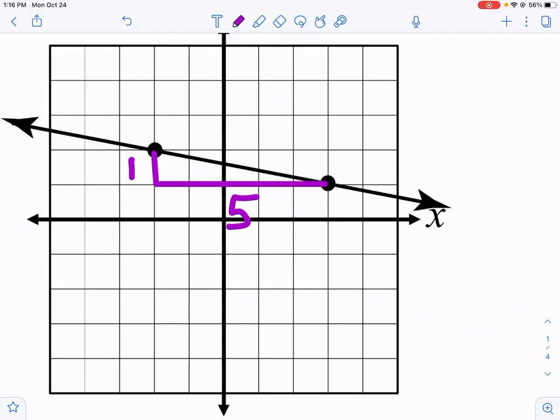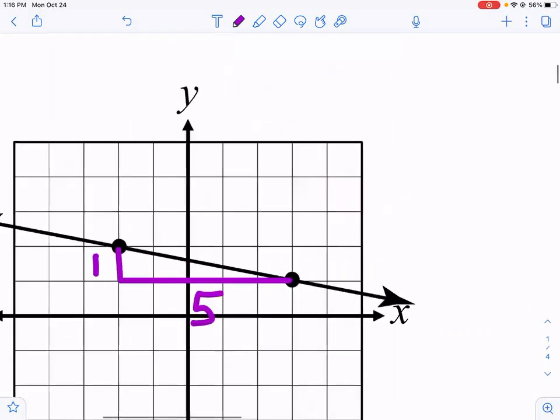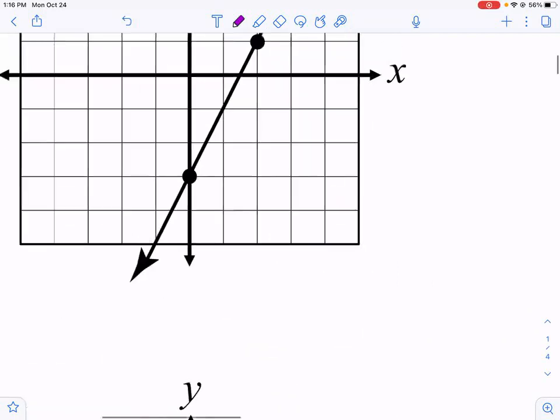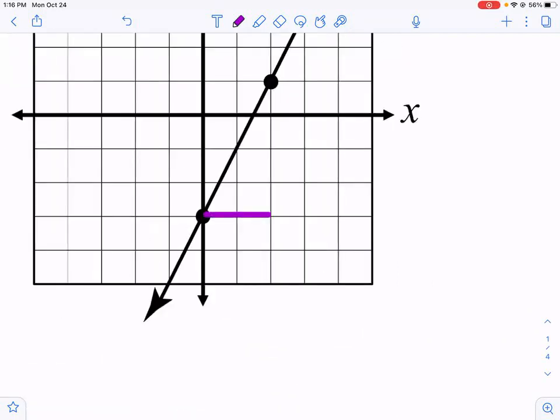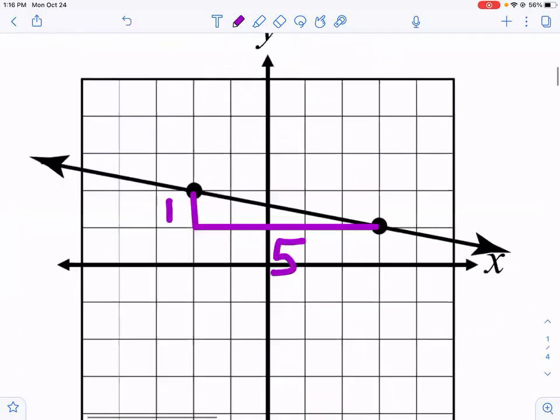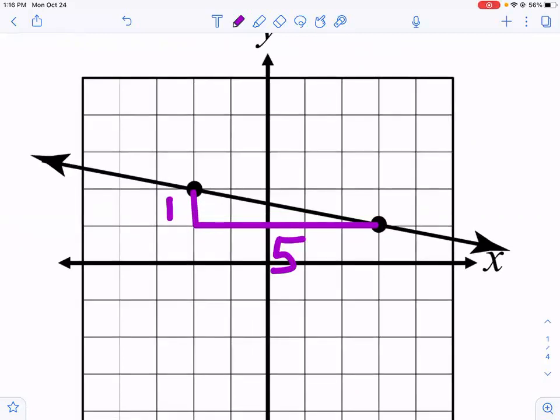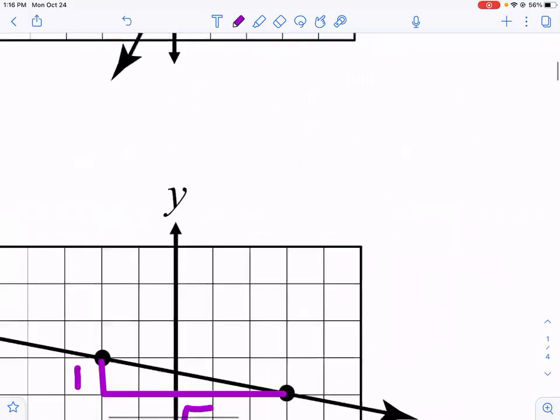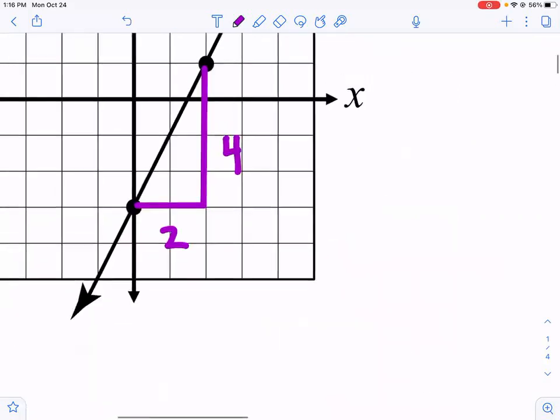Okay, so let's do that up here. What's our horizontal distance? What's our vertical distance? Try that again. Over here we did 1 over 5. Over here we would have to do 4 over 2.